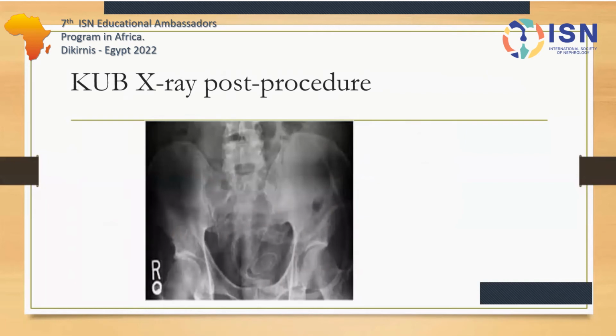An important practice is to have a KUB X-ray post-procedure, just like we were doing for tunnelled dialysis catheters, to ensure that you have the tip of the catheter in situ, because migration of the tip of the catheter is one of the acute complications of the PD catheter. So it's very important to do the X-ray to ensure that you are in the right position.